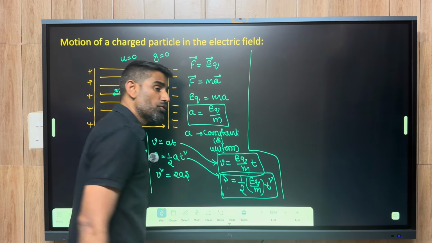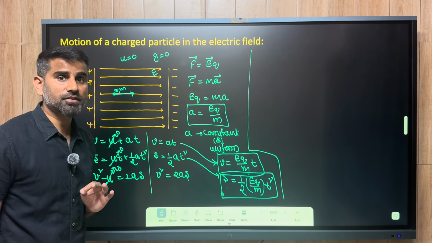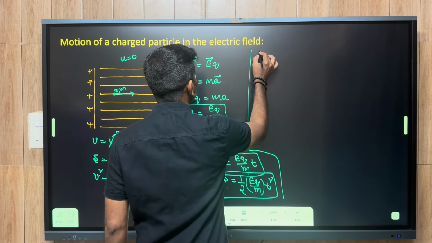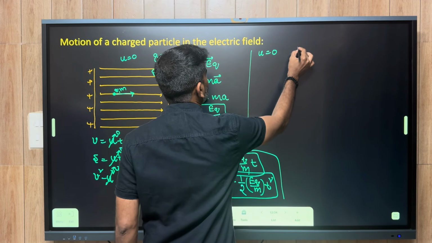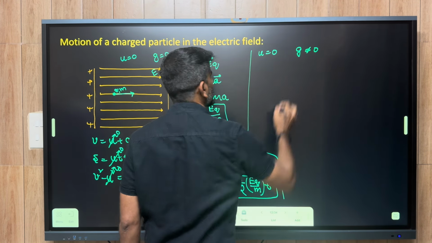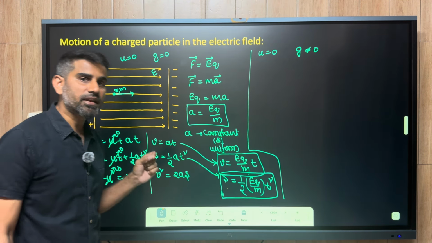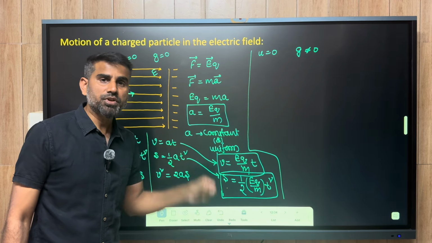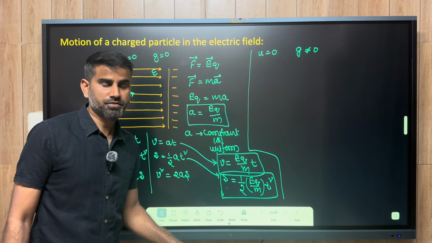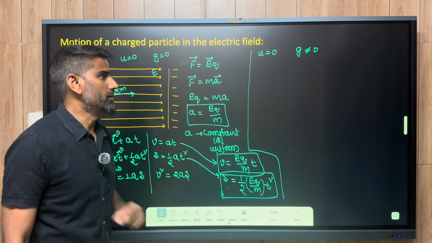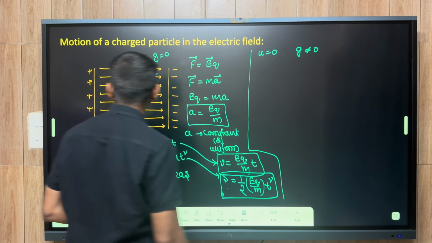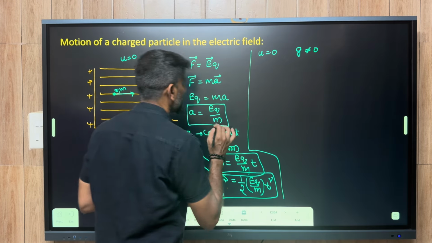Okay, this time I'm going to consider the gravity. In this case, u is again 0, but g is not equal to 0. That means there is acceleration due to gravity, which is acting in a downward direction, which is towards the center of the earth.